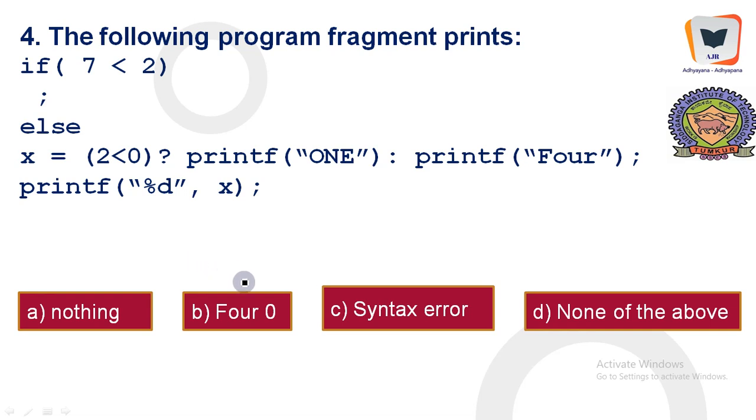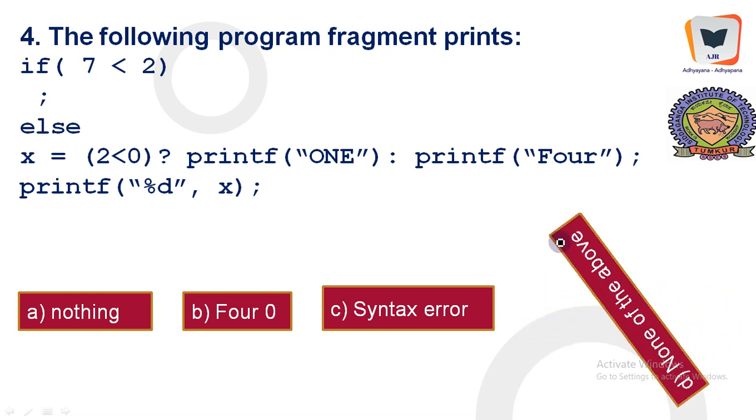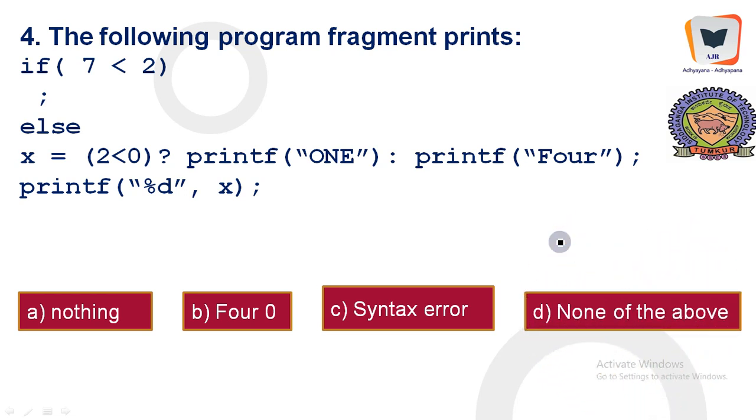Nothing, no, that is not the correct answer. 4, 0, no, 0 will never be printed because this particular thing along with printing 4, it will return 4 as the integer value. It is not syntax error, there is no syntax error as such. Therefore, none of the above should be the correct answer. So this particular problem explains that there can be options among multiple choice questions where none of the above should be correct.